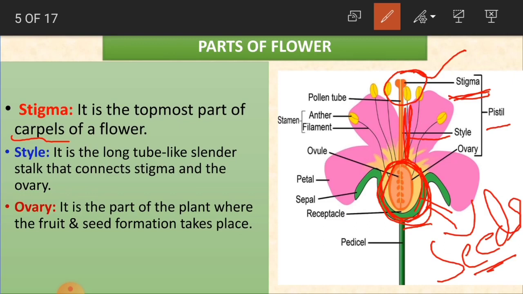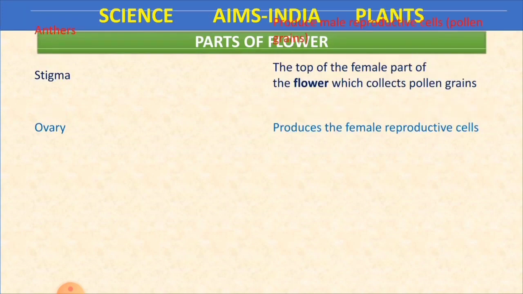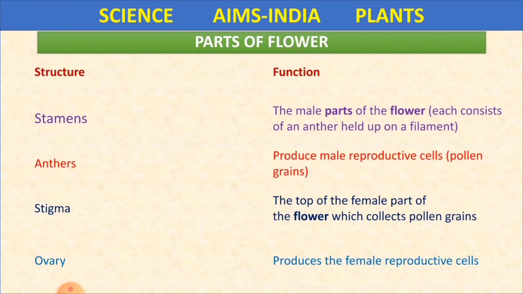Understood, children? So stigma is the topmost part here, which is sticky. Style is a long tube-like slender stalk. The stalk is something that gives support, and the ovary is the part of a plant where fruit and seed formation is taking place. Understood, children? So now we'll just revise the parts of the flower and what they do.